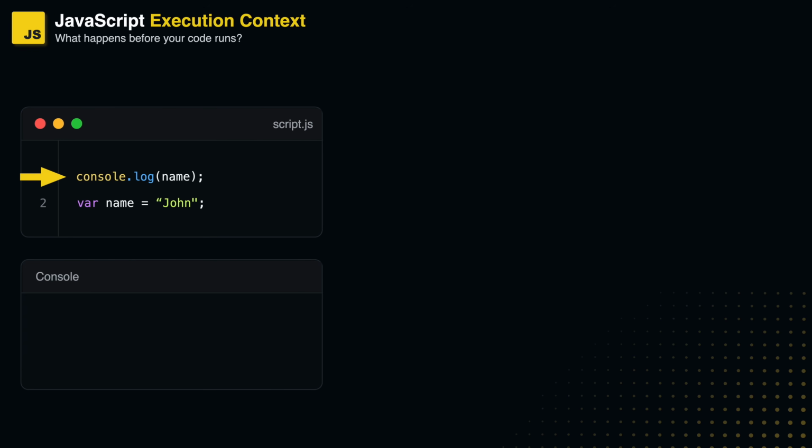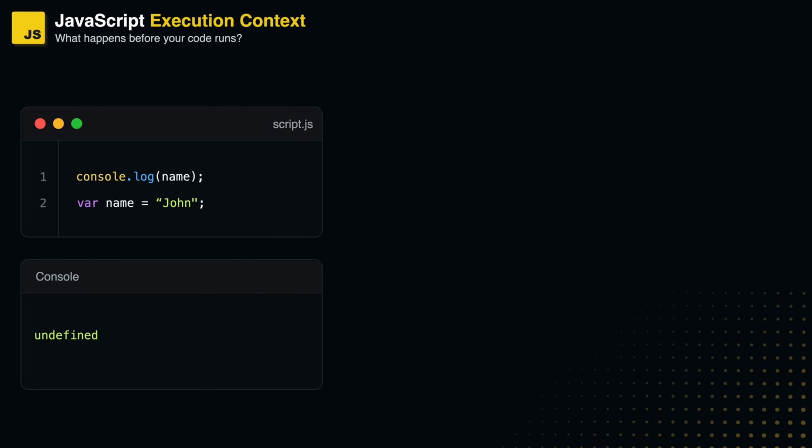First, we have console.log with the name variable inside the parentheses. After that, we declare a variable called name and assign the value John to it. What do you think the output will be? Some people expect an error because we're trying to use name before its declaration appears in the code. But with var, JavaScript prints undefined.